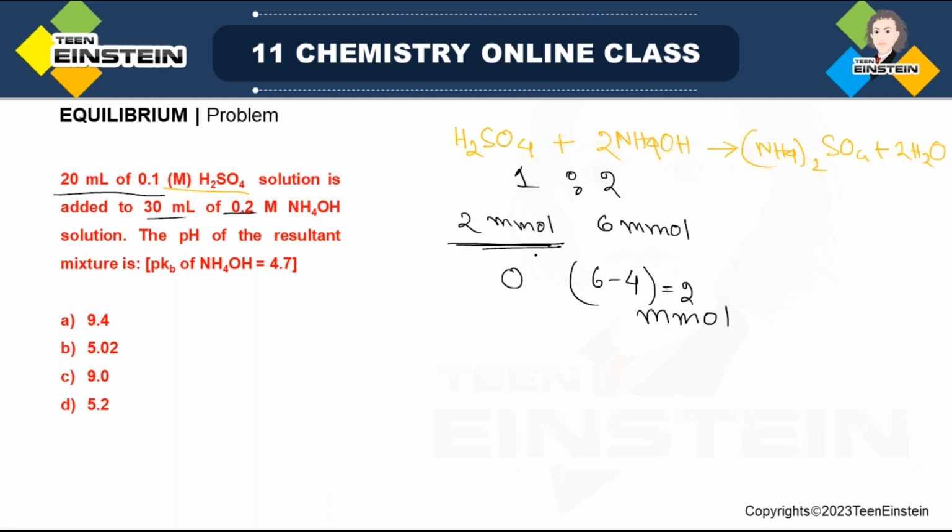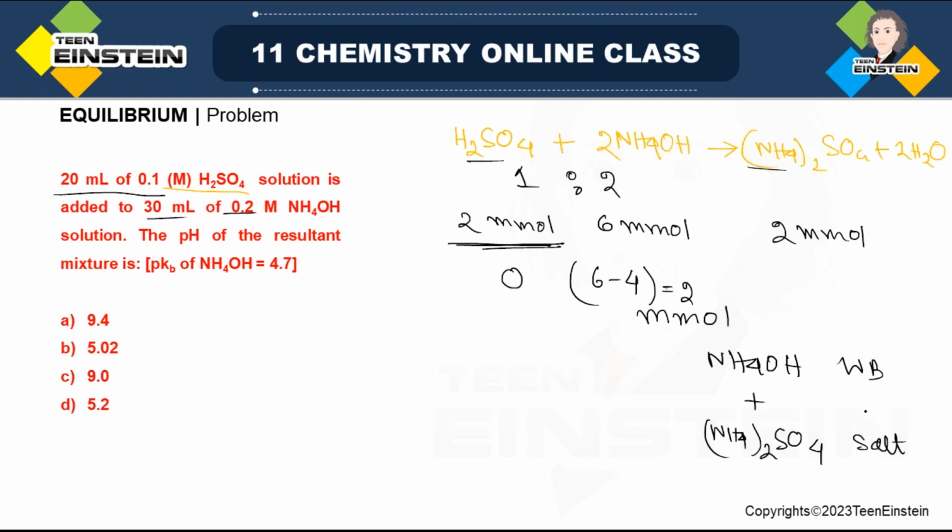Now from 2 millimole of H2SO4, and these two are 1:1, obviously here also 2 millimole ammonium sulfate will be there. Now it is asking the pH of the resultant mixture. So in the final mixture, what do we have? We have NH4OH and we have ammonium sulfate. That means we have a weak base and a salt with a strong acid.